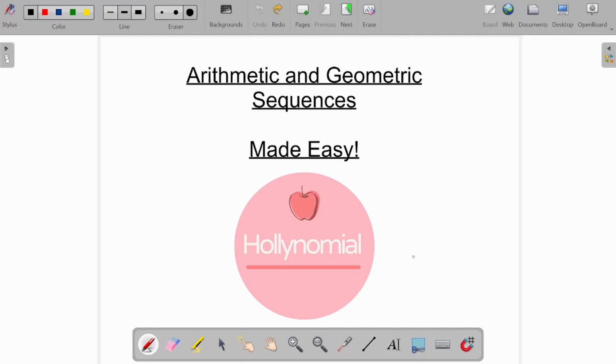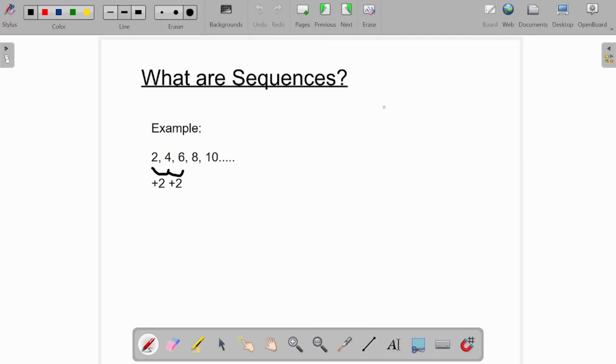In today's video, we're going to be looking at geometric and arithmetic sequences. So what is a sequence? A sequence is simply a list of numbers that follow a specific rule. So for example, the sequence shown here, 2, 4, 6, 8, 10, the numbers increase by 2 each time. This is a pattern, and there are different kinds of patterns we can explore.